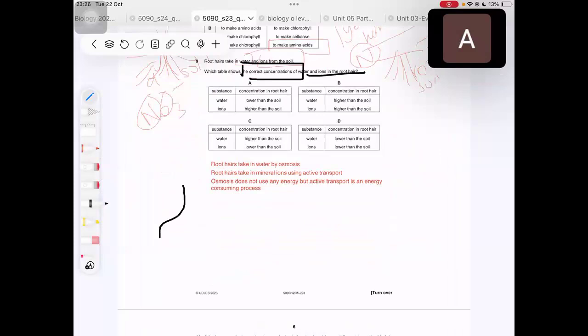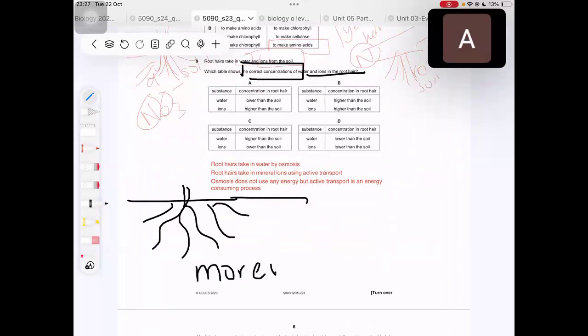So when a root takes in water, the soil has more water, right? Inside these root hair cells, there is less water, so water can easily move from the soil into the root hairs. And what is the method we use over here? We use osmosis, which is a special type of diffusion.